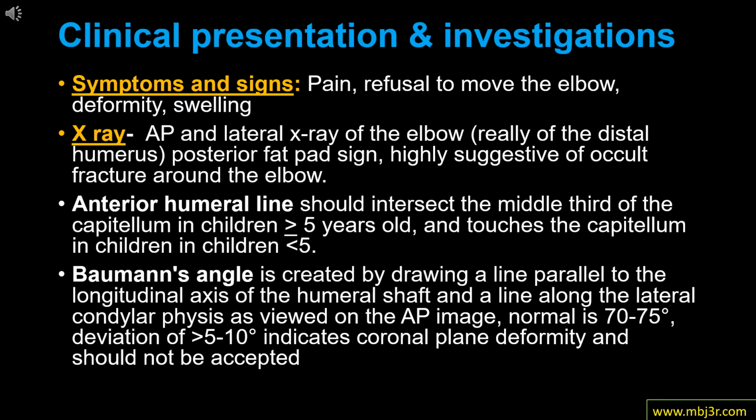When a child comes to the emergency, you have to do an X-ray of the distal humerus, not the elbow or the forearm or arm with the elbow. You have to do an X-ray of the distal humerus, strict AP and lateral. In that you can see a posterior fat pad sign, which is highly suggestive of an occult fracture around the elbow joint. If it is a displaced fracture, you will see the displacement.